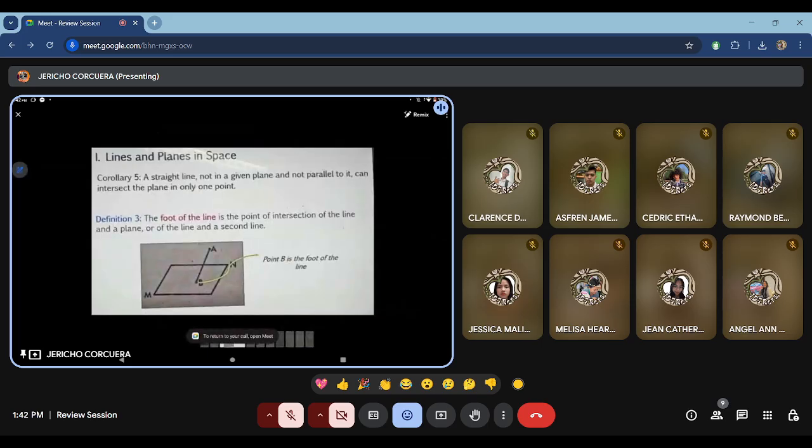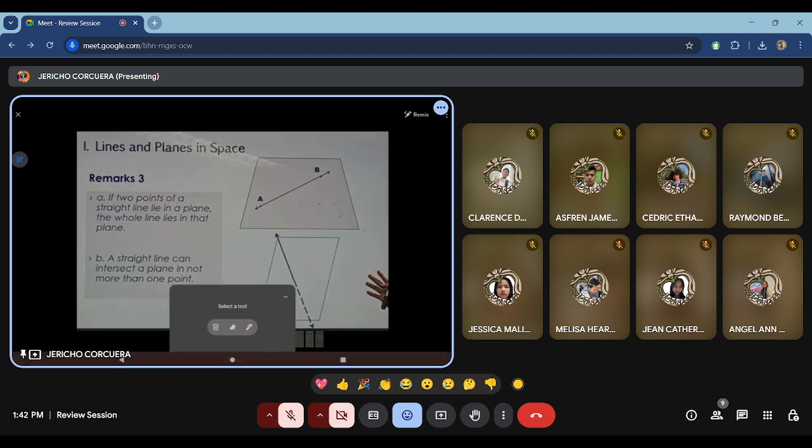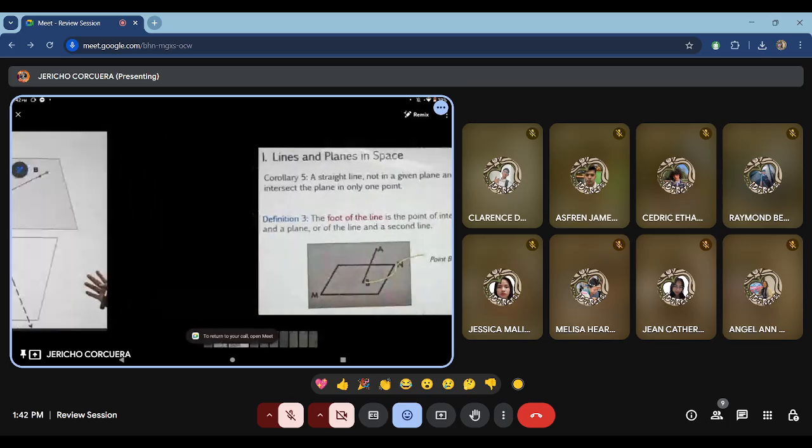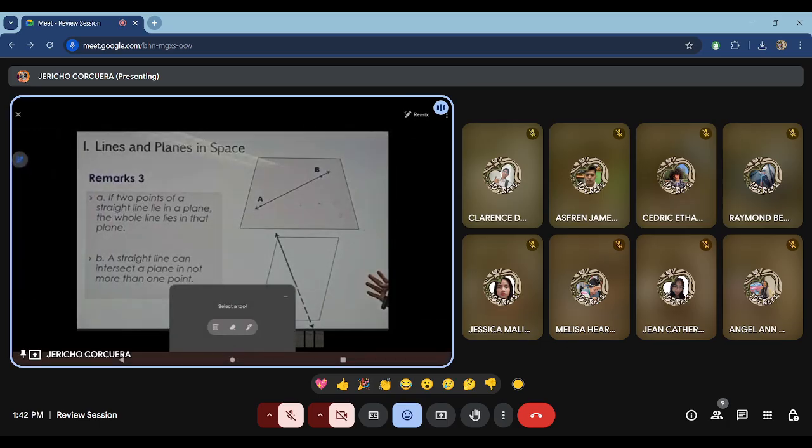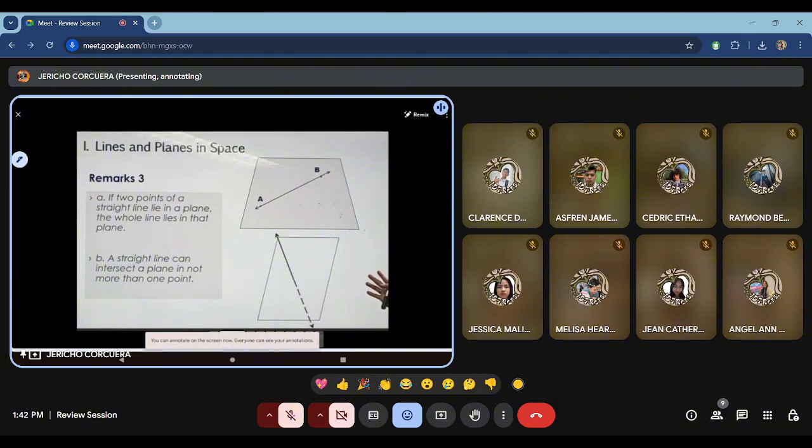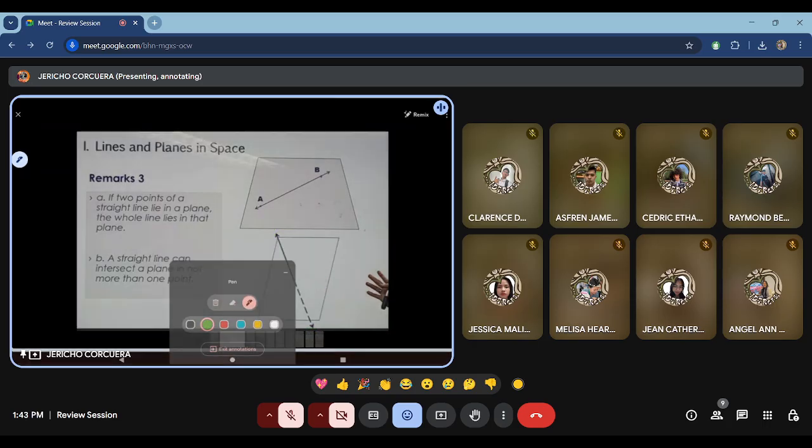Ito pa rin, lines and planes in space. We're still on the lines and planes in space: a straight line, not in a given plane, and not parallel to the intersecting plane, meets it in only one point. Diba? Not parallel, not in a given plane. Kagaya nung sa figure na to. It's not in a plane and it's not parallel. Ayan siya, oh. It's not in a plane and it's not parallel. Hindi siya parallel, at wala rin siya sa plane. Kaya 1 point lang.